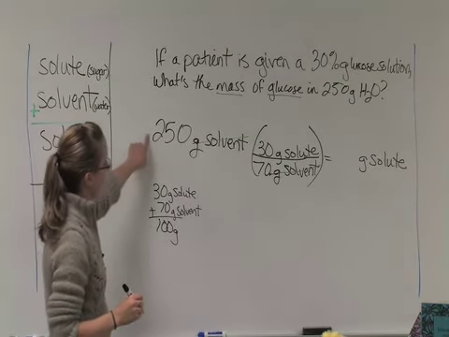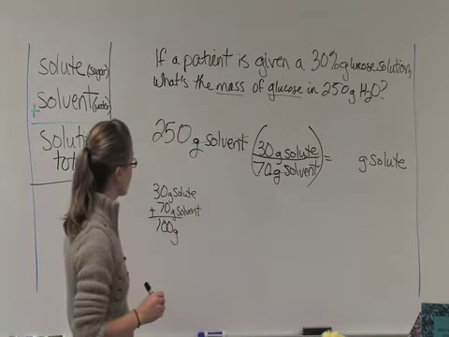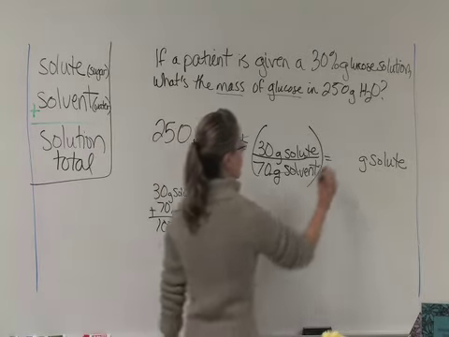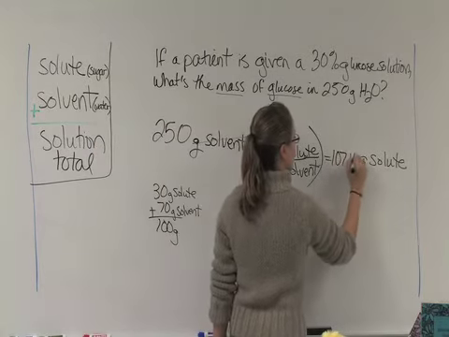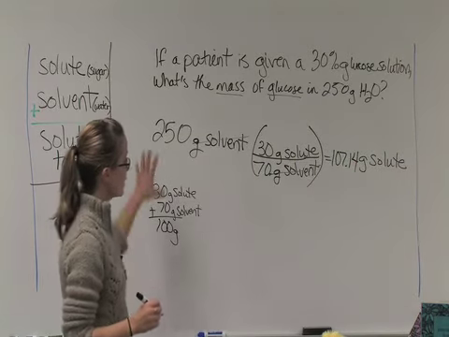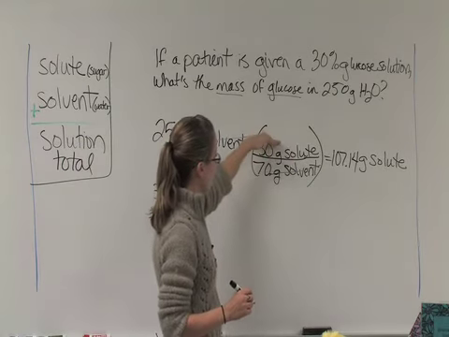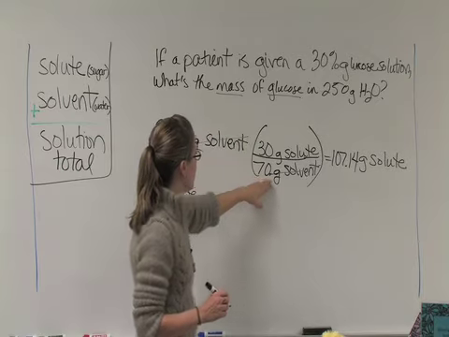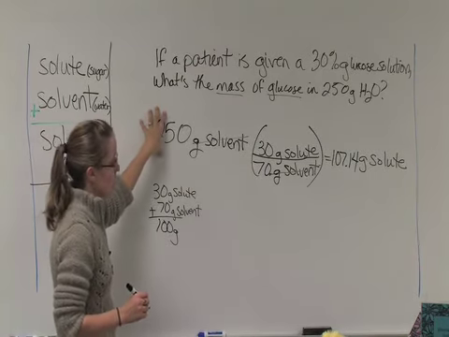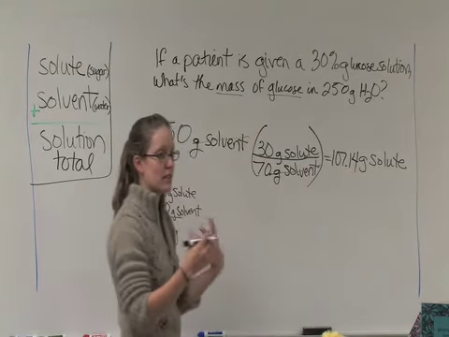So you take 250 times 30 divided by 70. What this is saying is a relationship: for every 30 grams, we need 70 grams of water. Well, in this problem, we were given 250 grams of water instead of 70. So that means we would need 107.14 grams of the glucose in order to have the same equivalency.